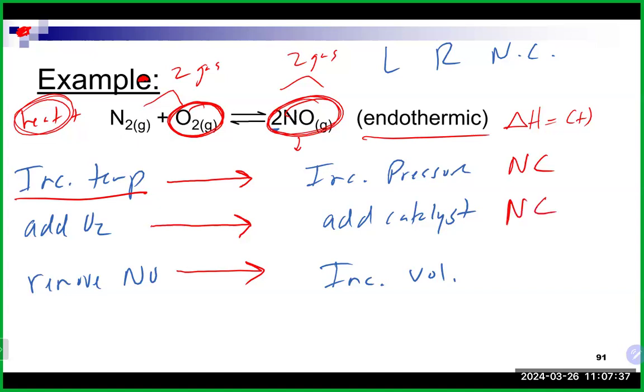And lastly here, if we increase the volume, that means our pressure is going to drop. We're going to go to the side that, in reality, we want, which is more gas molecules. But as we just saw, there are no more gas molecules. So that also would be a no change situation in this case. Any questions on Le Chatelier's principle there? All right. That wraps up chapter 13, I believe.